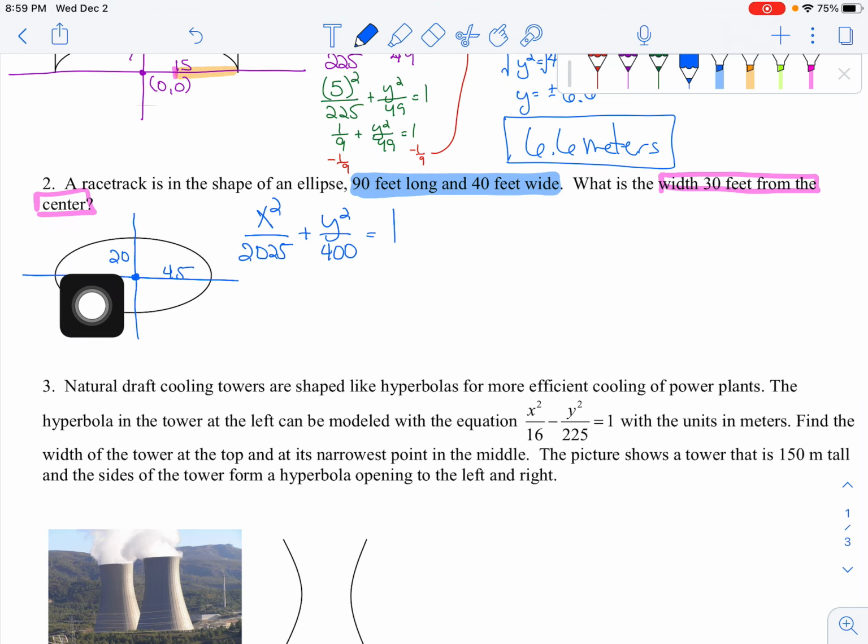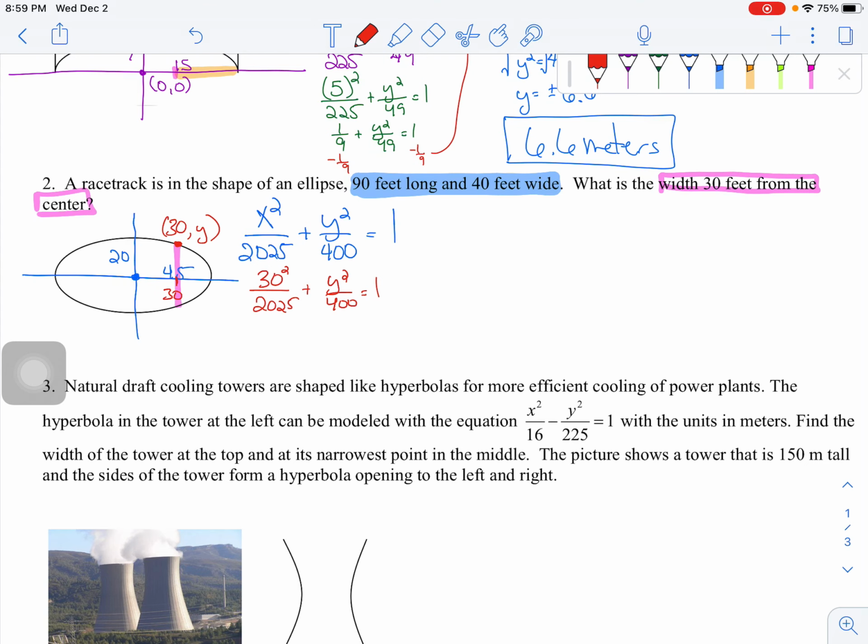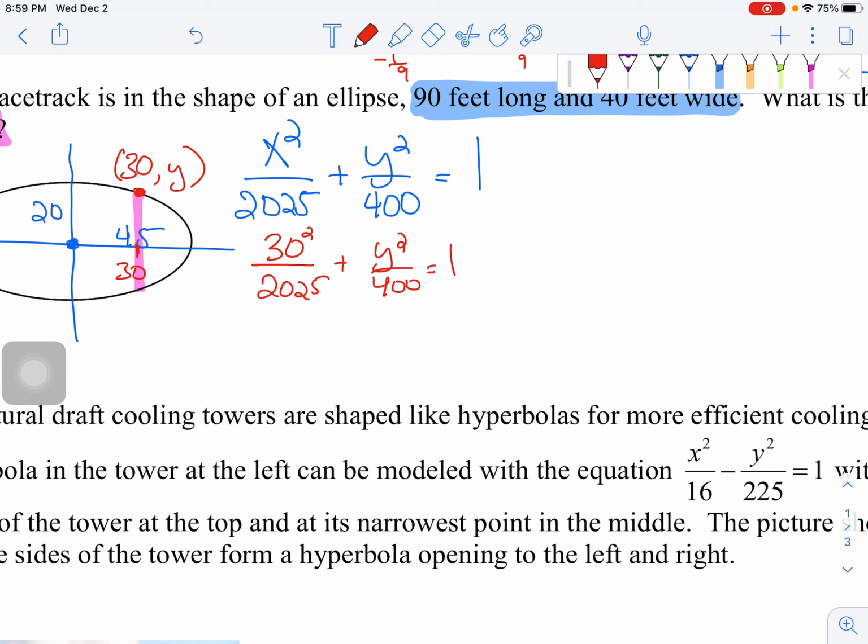But we're asked to find what is the width 30 feet from the center. So I'm going to go to the center and I'm going to go out 30 feet, okay? And I want to know this width. So remember, this is now 30 feet from the center. So this point right here has x equal to 30, and I don't know what the y value is. So let's go ahead and solve this. We're going to do x squared, but x is going to get replaced with 30, squared, over 2025 plus y squared over 400 equals 1.